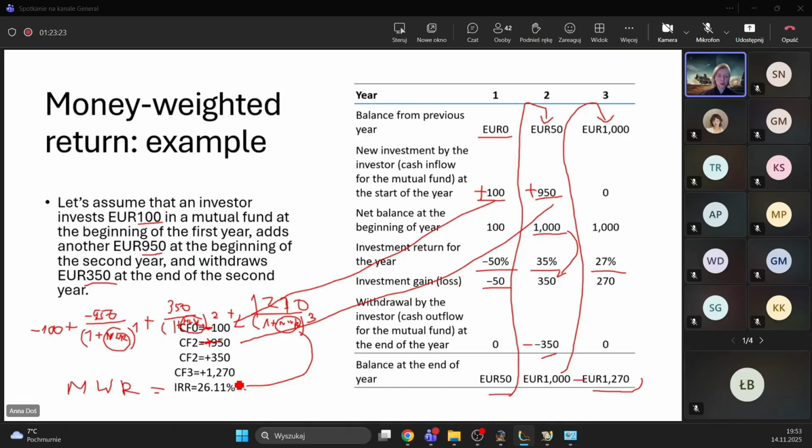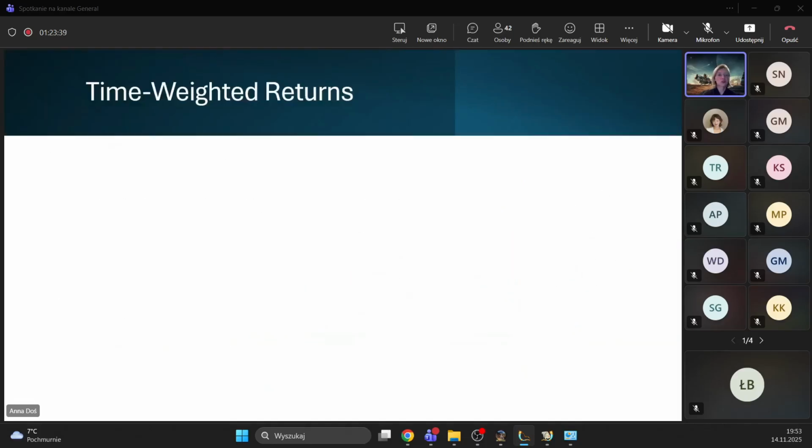Okay, so it shows the effect on the return of two problems, two mechanisms. First, the change in the returns earned, but second, how much we invest. This is the money-weighted return.